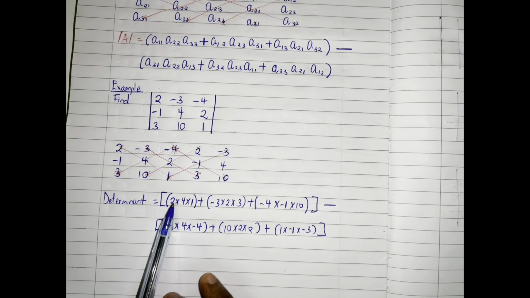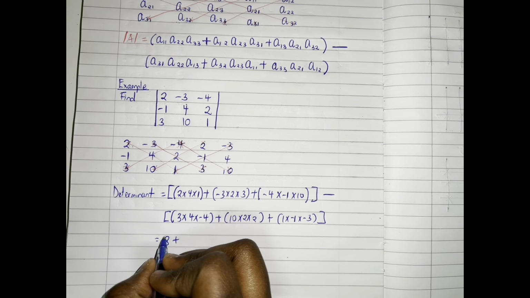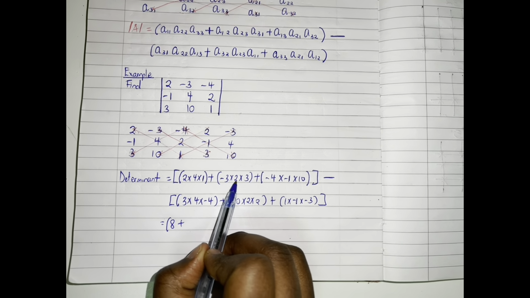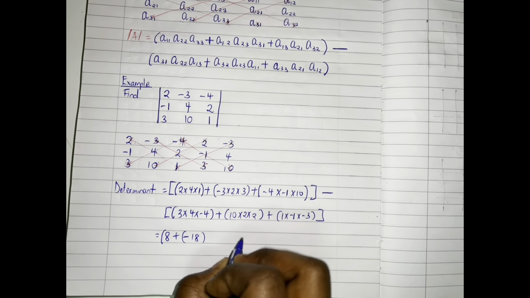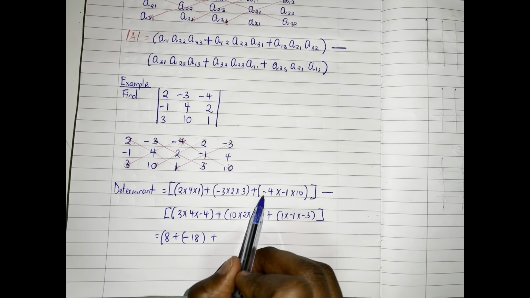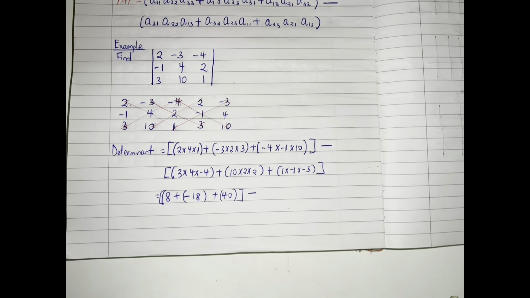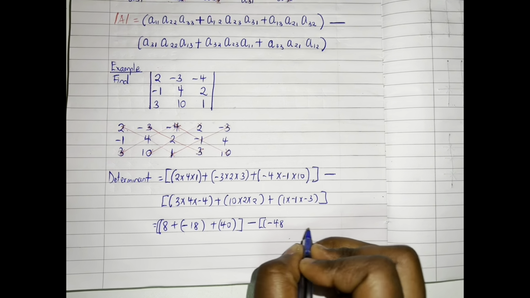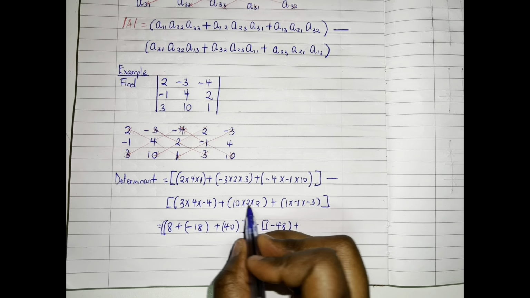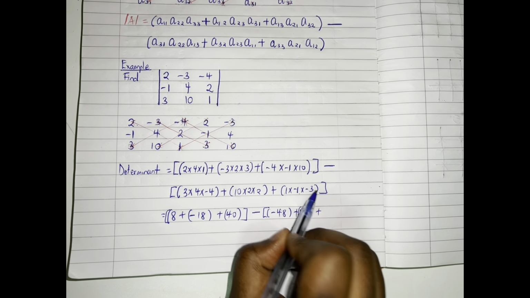So 2 times 4 is 8 times 1 is 8. Negative 3 times 2 is negative 6 times 3 is negative 18. Let me put a bracket. Negative 4 times negative 1 is 4, because a negative times a negative is a positive, times 10 is 40. So that's for the first part. Then the second: 3 times 4 is 12, times negative 4 is negative 48, plus 10 times 2 is 20, times 2 is 40, plus 1 times negative 1 is negative 1, times negative 3 is 3.